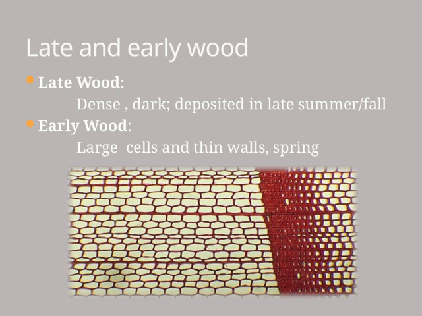When we look at the combination of late and early wood, it tells a story about the tree's growth cycle. The contrast between the dense, dark late wood and the lighter, larger early wood is quite striking. Understanding these differences helps us interpret the tree's annual growth patterns and how it responds to seasonal changes. This knowledge ties directly into our broader discussion of how trees adapt and grow over time.